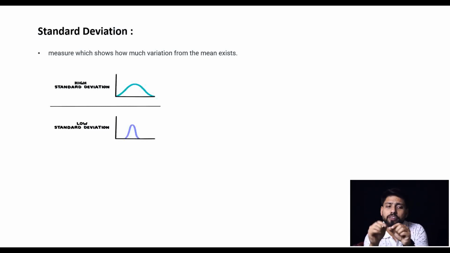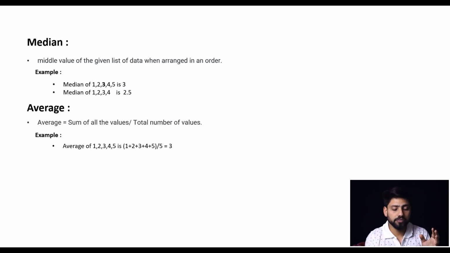It is a measure which shows how much variation from the mean exists. Mean is nothing but the average. Whatever average you saw right now, that is the mean. So suppose you have a data set with the values 1 2 3 4 5. The minimum value is 1, the maximum value is 5, and the mean of it will be 3, which we saw in the past slide.